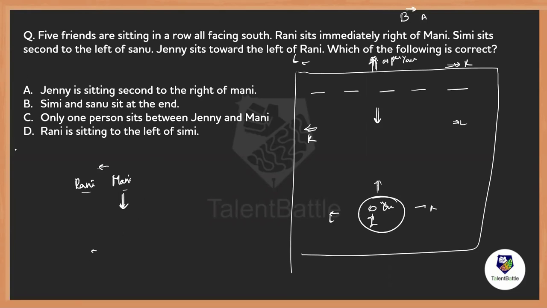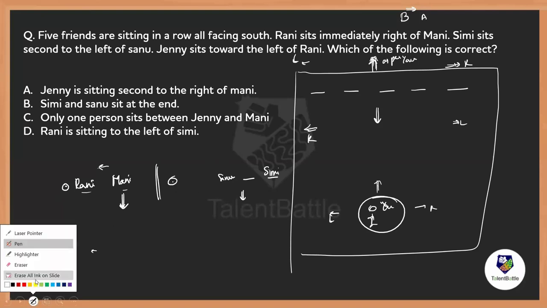Now, Simi sits second to the left of Sanu. Okay, this is some other arrangement, so I cannot directly arrange here because we have multiple possibilities. So taking one more consideration, Simi sits second to the left of Sanu means Sanu will take this place, but this time, Sanu's left will be your right actually. Right? So first one, second one. So Simi should sit here because Sanu is facing downwards, which means Sanu's left will be your right. So this arrangement will be very, very hectic and complex.